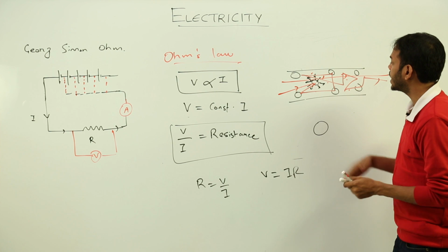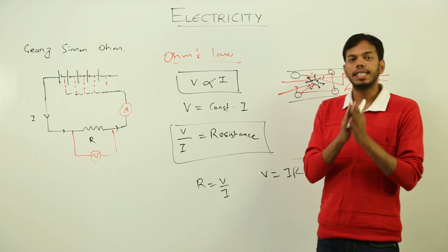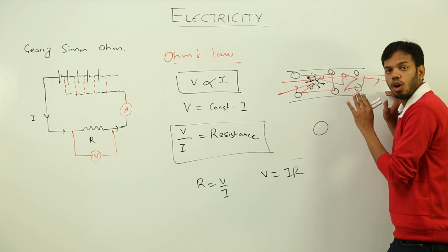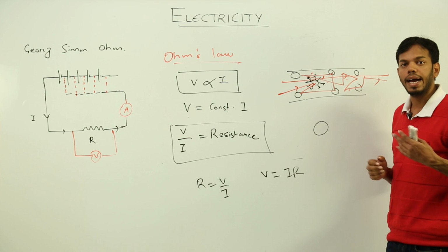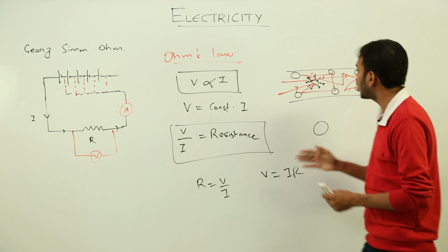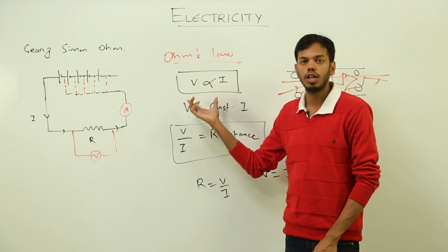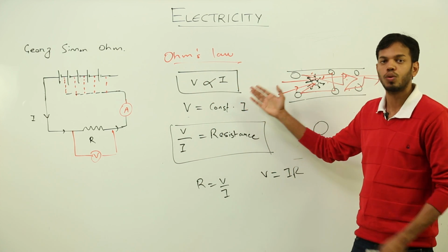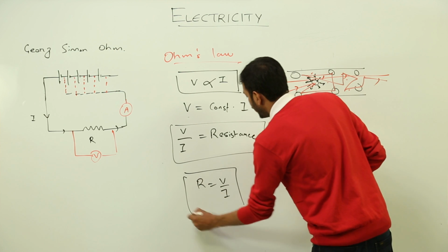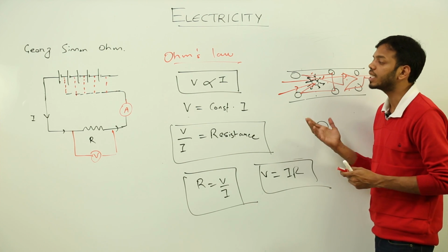What is the conductor doing? The conductor is offering opposition to the flow of electrons in this circuit. This is the definition of resistance. This is the physical meaning of resistance. Resistance is the opposition offered to the flow of electrons by the conductor. This is called resistance, and this resistance is taken into the picture by Ohm's law, using the property that potential difference is directly proportional to I, and that constant of proportionality was called resistance. So we have a formula, and now we know V equals IR is the mathematical form of Ohm's law, and we also know what resistance physically signifies.